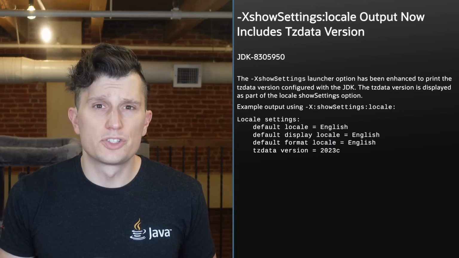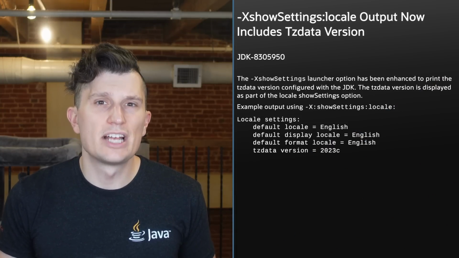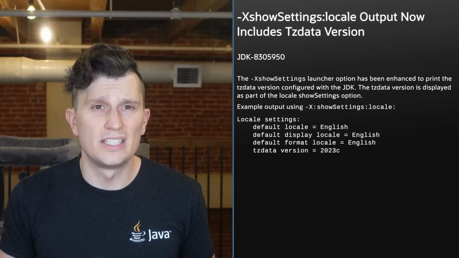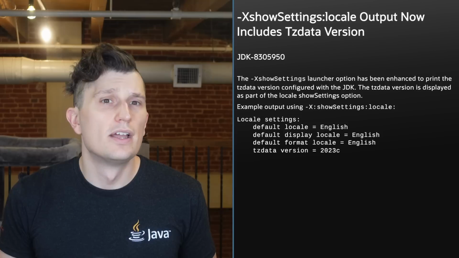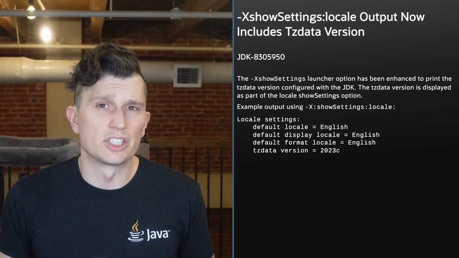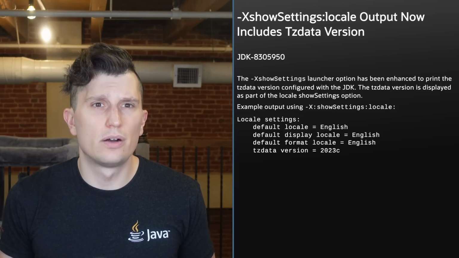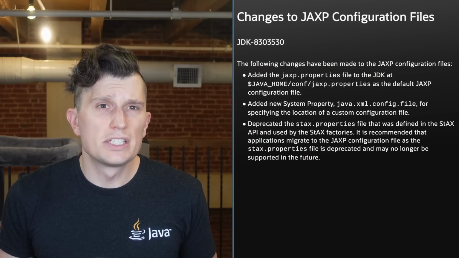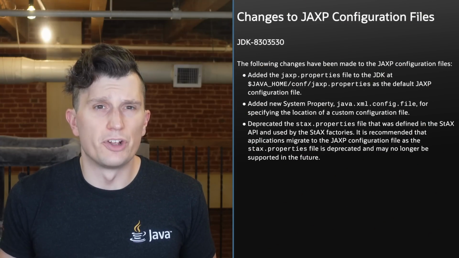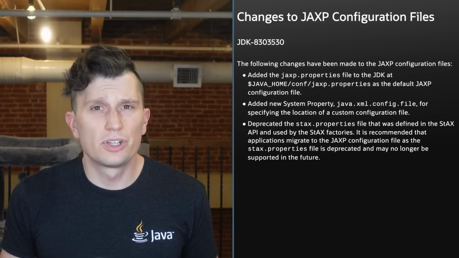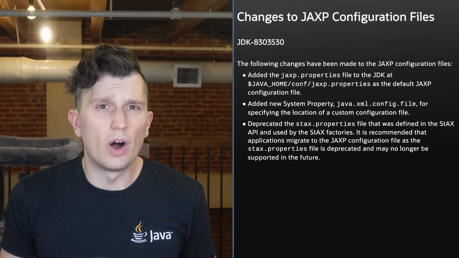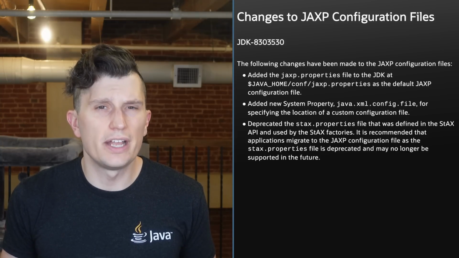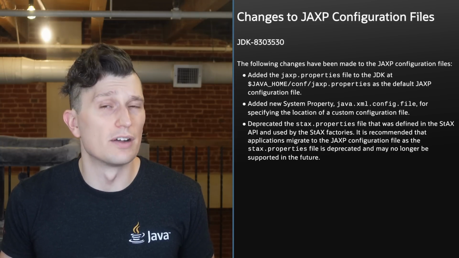The -XshowSettings launcher option has been enhanced to print the TZ data version configured with the JDK. The TZ data version is displayed as part of the locale show settings option. Several changes have been made to the JAXP configuration files. Again, be sure to check out the JBS issue on this, as the details on this change are more than we have time to cover here.